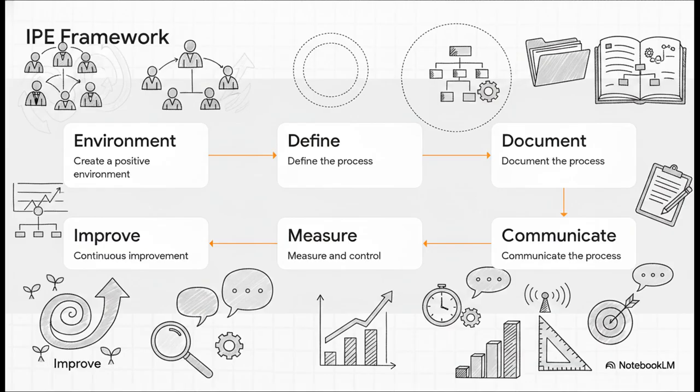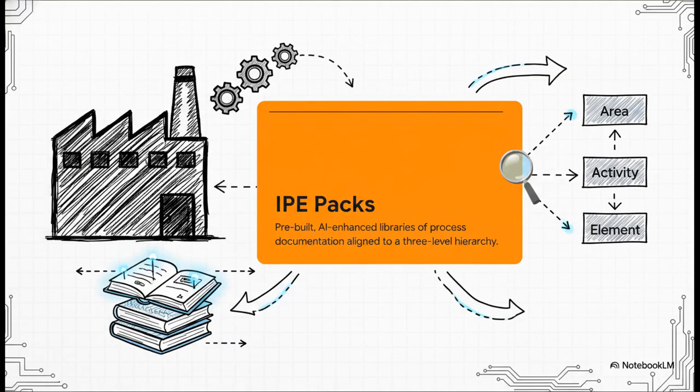First, you establish a positive environment and cross-functional alignment. Second, you strictly define your process. Third, you document it. Fourth is communication, getting everyone on the exact same page. Fifth, you install a robust measure and control system. And finally, step 6 locks the whole shebang in with continuous improvement. Now, a massive accelerator for step 3 in that process is something called IPE Packs.